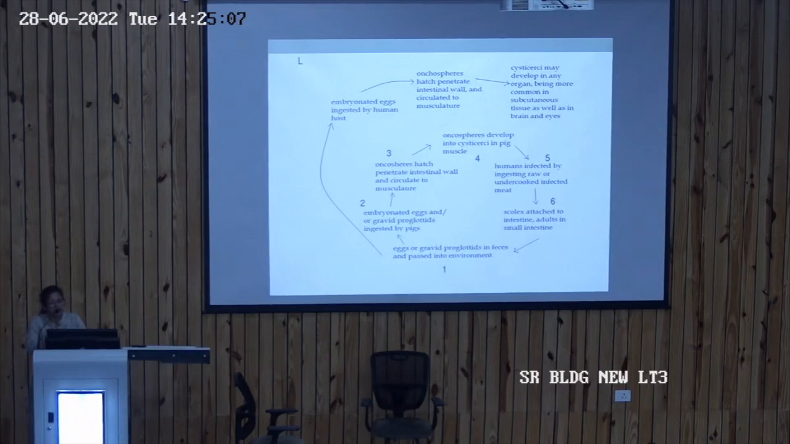Now humans are infected from here. Humans are infected by ingesting raw or undercooked infected meat. That means the pigs are infected, humans are eating that raw or undercooked pork, and humans are getting infected. The scolex attaches to the intestine, adults develop in the small intestine, and again the eggs and proglottids are released in the environment. So this cycle continues.